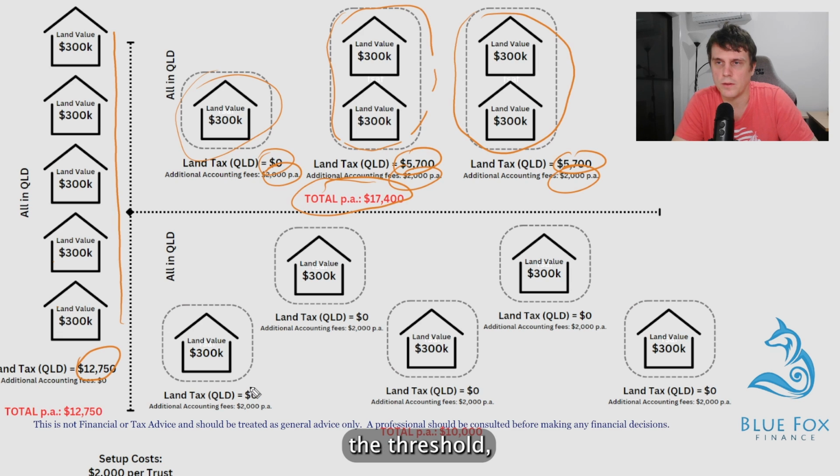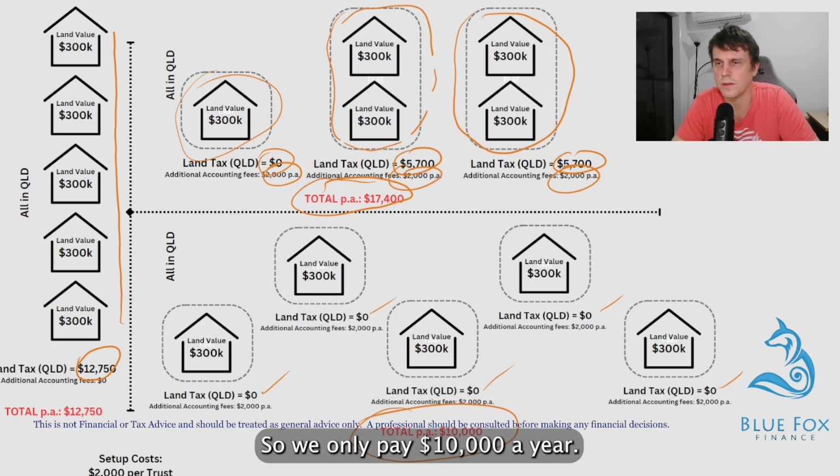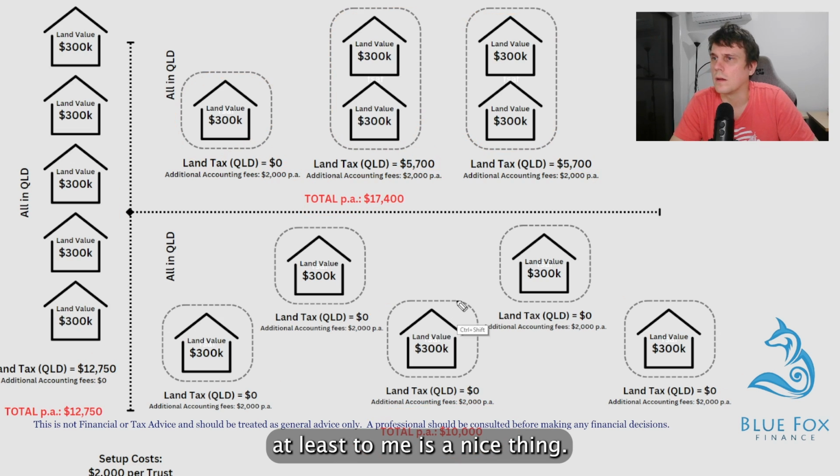So because they're all below the threshold, for this price range, you'd have to do the math on your own. But we pay 0 land tax for each of these because they're all done separately. And we pay $2,000 in accounting fees for each. So we only pay $10,000 here. And we're paying that to the accountant, not the government, which, at least to me, is a nice thing.